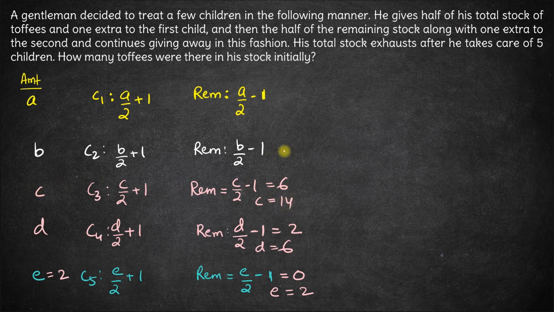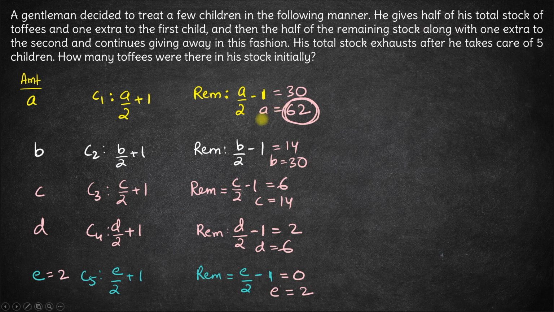Now if this is 14, this must be 14, right? So B here comes out to be 14 plus 1, 15, 15 into 2, 30. B comes out to be 30. Now if B is 30, this must be 30. And if this is 30, A comes out to be 30 plus 1, 31 into 2, 62. That means initially he had 62 chocolates with him.